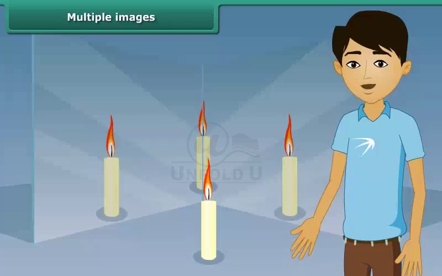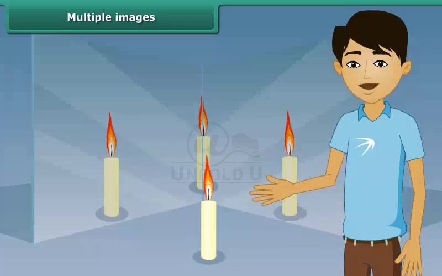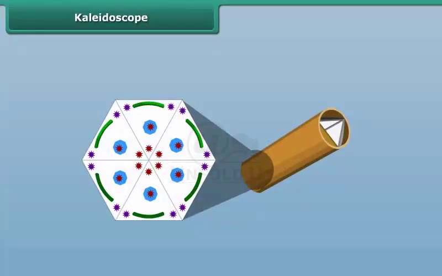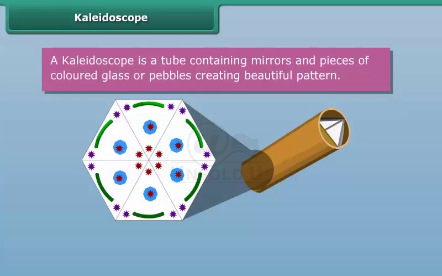Strangely, we can see 3 images of the candle in 2 mirrors. This is how multiple images are formed in a mirror maze that we all enjoy going through. What is a kaleidoscope? It is a tube containing mirrors and pieces of colored glass and pebbles. As the viewer looks into one end, light entering the other end creates a colorful pattern due to the reflection of the mirrors when rotated.